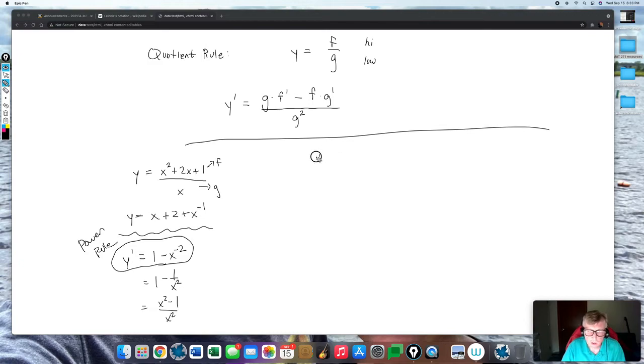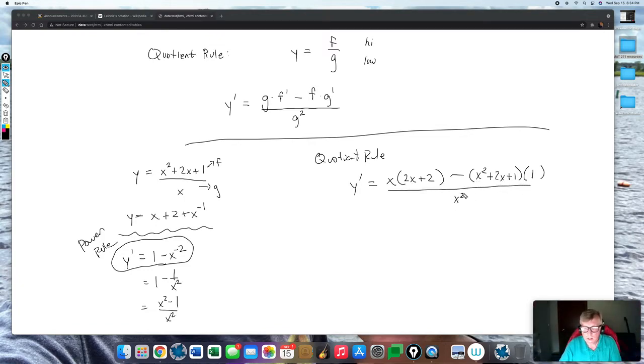Okay, so the quotient rule would say, all right, I'm just going to straight off do my derivative, and I'm going to do the low part times the derivative of the high part, which is 2x plus 2. You can pause the video if you need to think about that. Minus high d low, the derivative of x is 1, all over low squared.